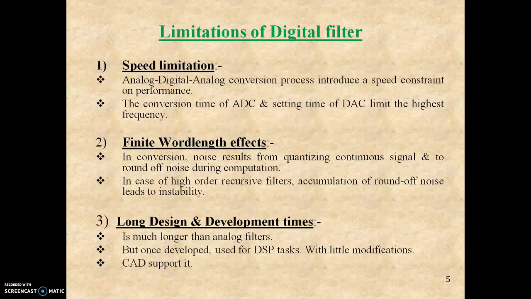However, there are certain limitations of digital filters. First is speed limitation. The maximum bandwidth of signals that digital filters can handle in real time is much lower than for analog filters. In real time situations, analog digital analog conversion processes introduce a speed constraint on the digital filter performance. The conversion time of the ADC and the settling time of the DAC limit the highest frequency that can be processed.